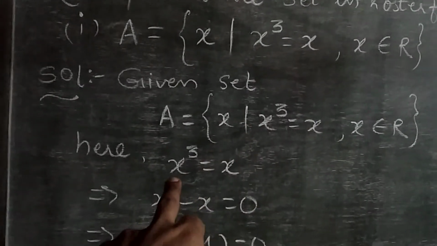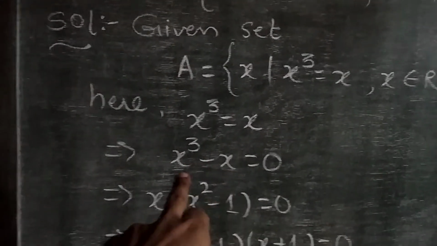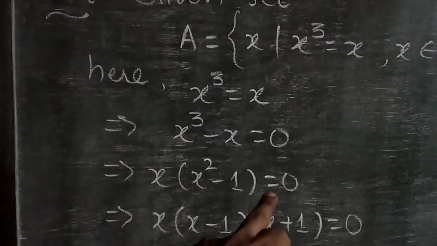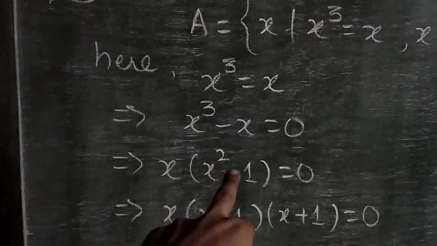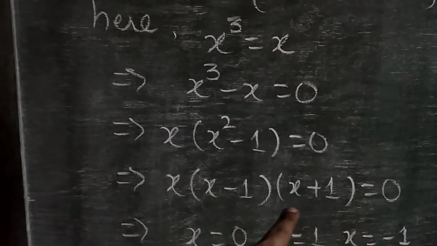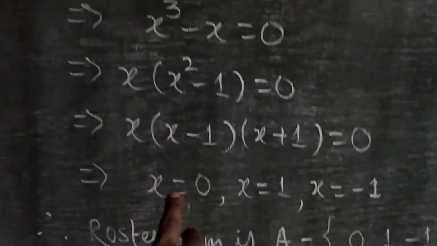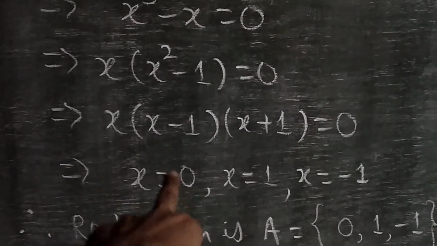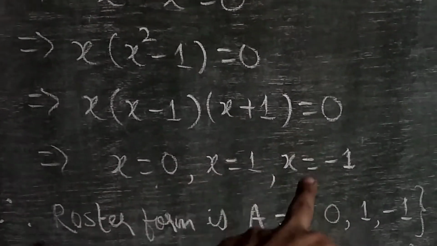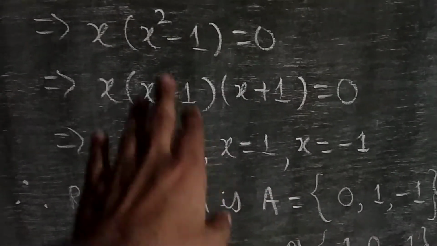So first we will solve this condition, x cube equal to x. Transfer x on the left hand side and take x common. So we will get x into x square minus 1 equal to 0. Now again we will factorize this quadratic expression, x square minus 1. So we will get x minus 1, x plus 1. These three are the factors of the equation. We will equate each of them to 0 and we are getting x equal to 0, x minus 1 equal to 0, that is x equal to 1, and x plus 1 equal to 0, that is x equal to minus 1. So these three are the roots of that equation.